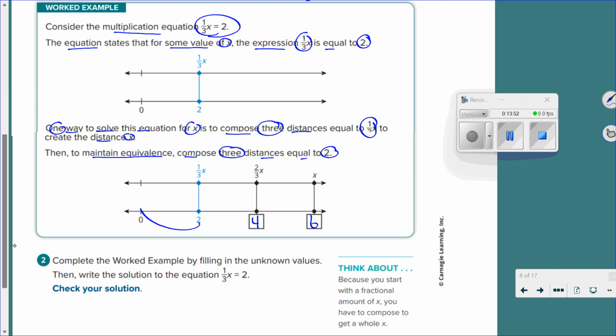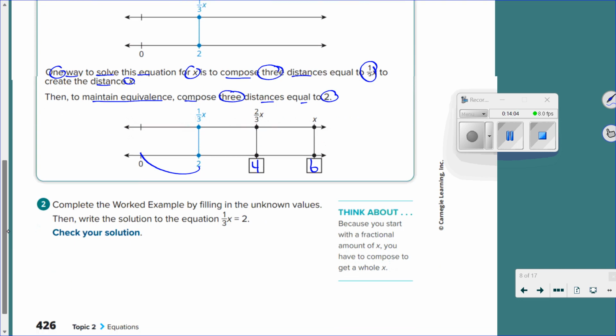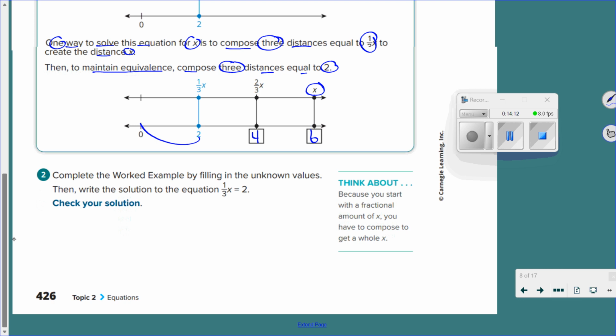Does everybody understand where those numbers came from? Do they make sense to you? Okay? So really what I'm trying to do is get x. So what would my solution be? X equals. What does x equal? No, where is x? So my solution is x equals 6.